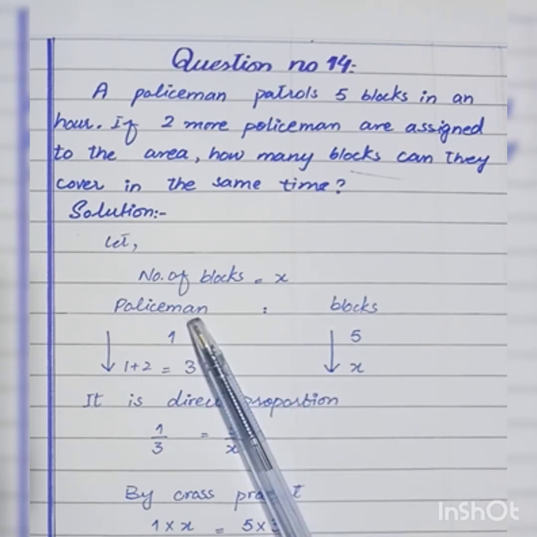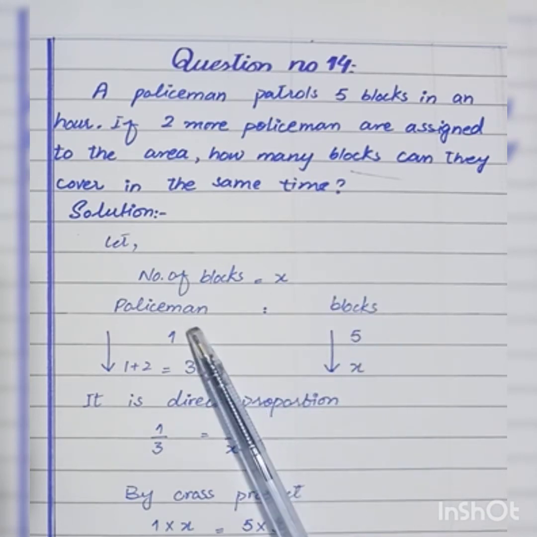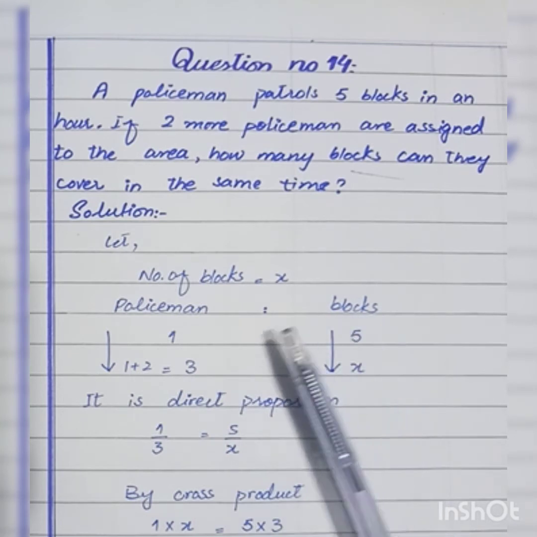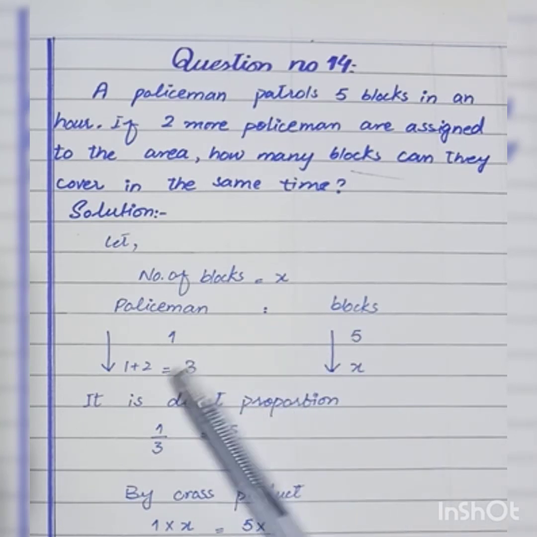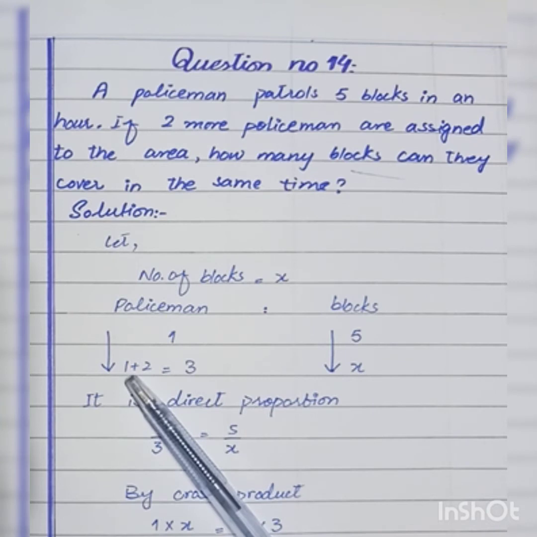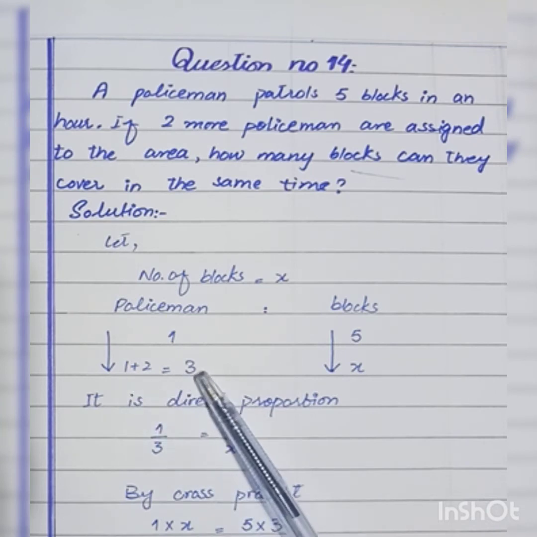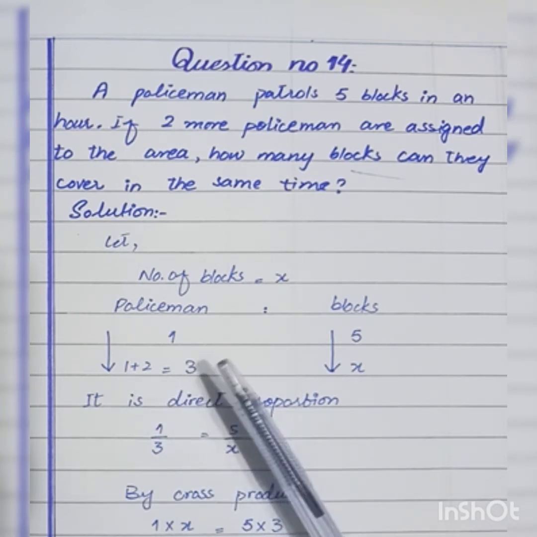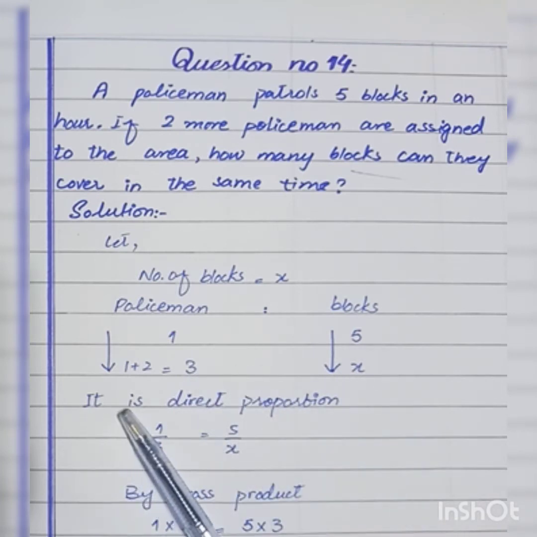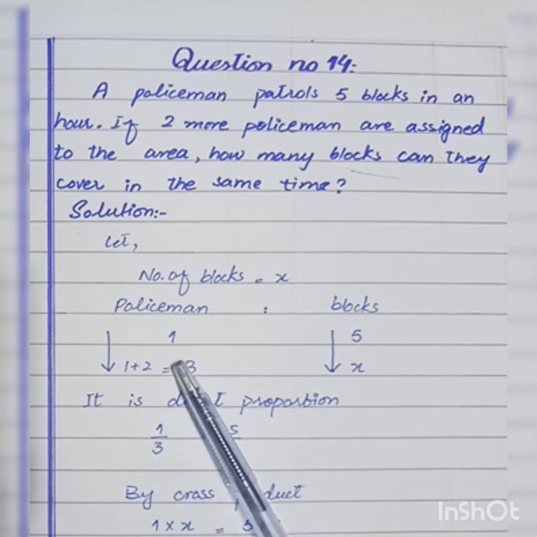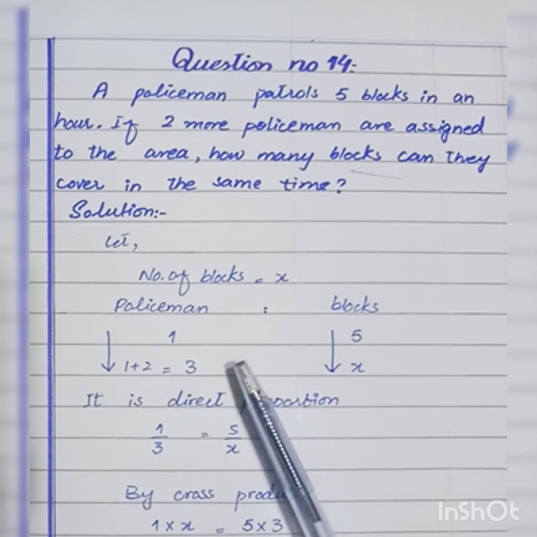Now the ratio of policemen and the blocks is one policeman covers 5 blocks. If 2 more policemen are assigned to the area, then it would become 1 plus 2 is equal to 3. Means now the policemen are 3. So how many blocks will they cover? As you can see, if the policemen increase, then the blocks they cover will increase.